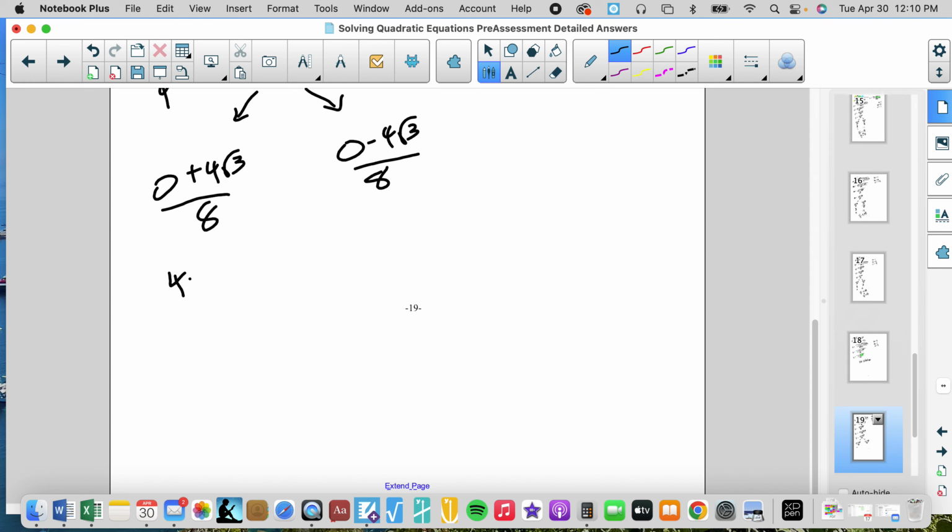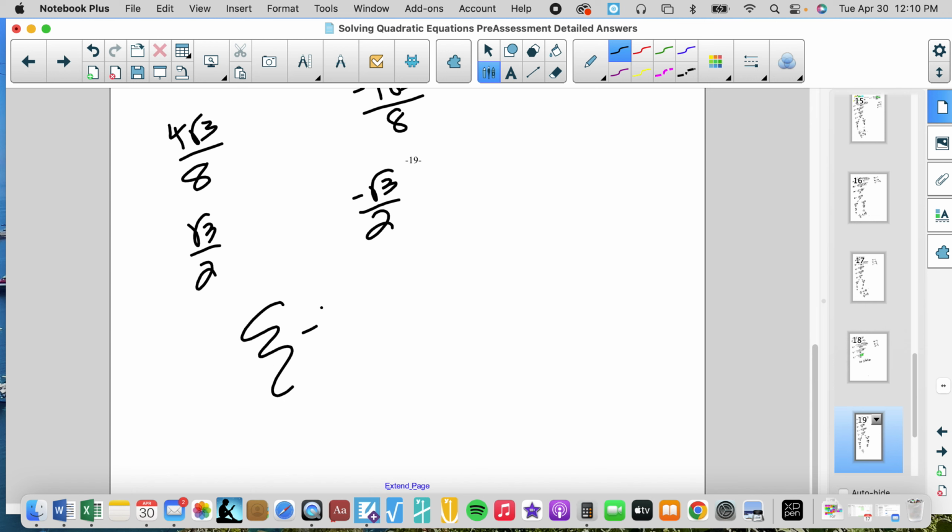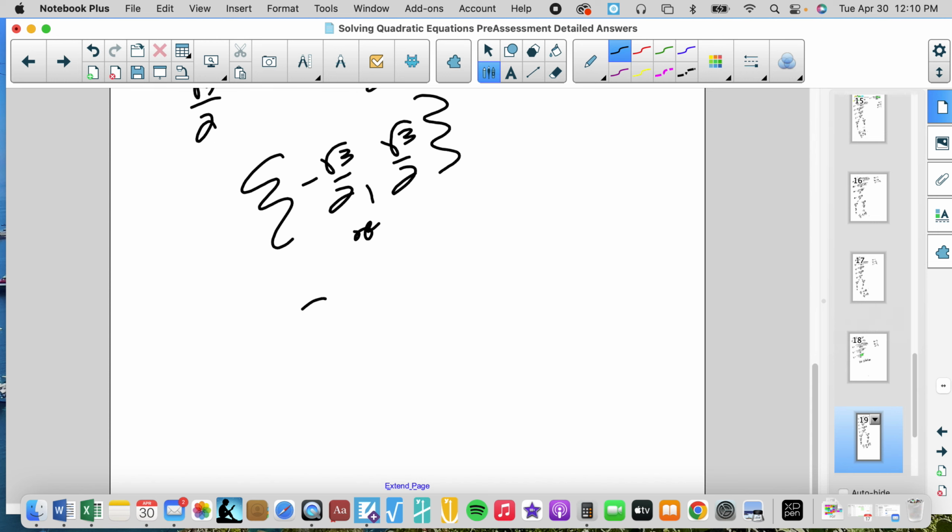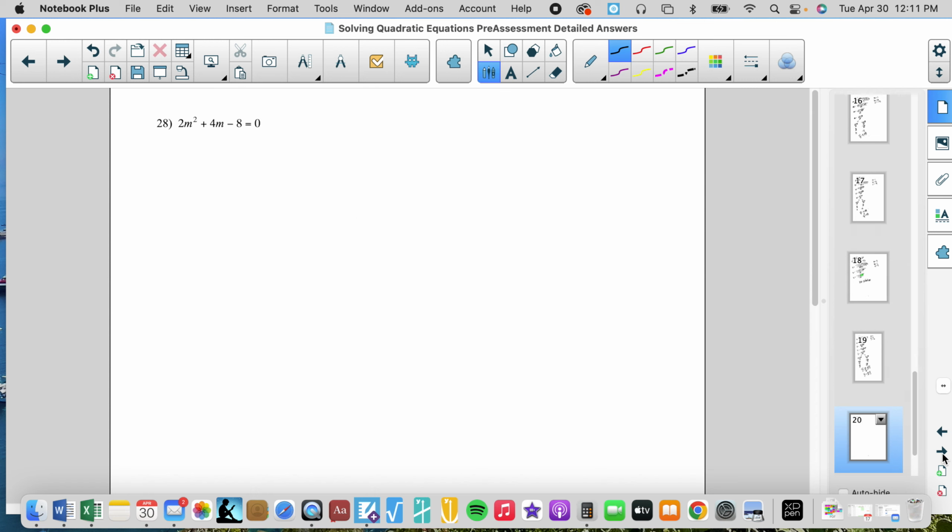That gives us 4 rad 3 over 8. Outsides can cancel. You're left with rad 3 over 2. This is negative 4 rad 3 over 8. The outsides cancel to negative rad 3 over 2. So our answer is negative rad 3 over 2, positive rad 3 over 2. Or you can write this plus or minus rad 3 over 2. Oh, look at that fancy problem.